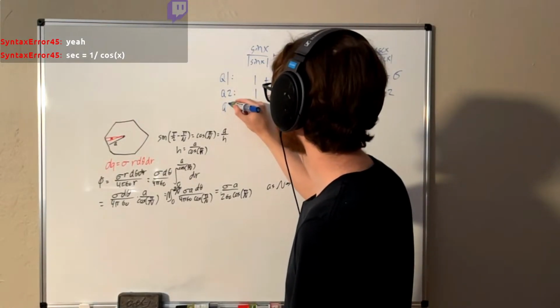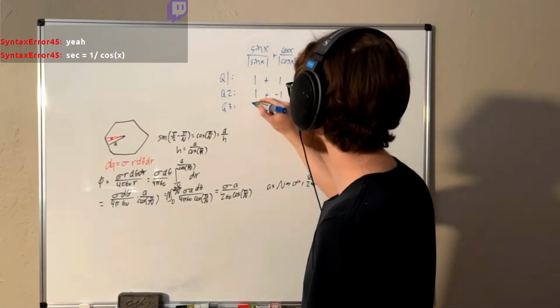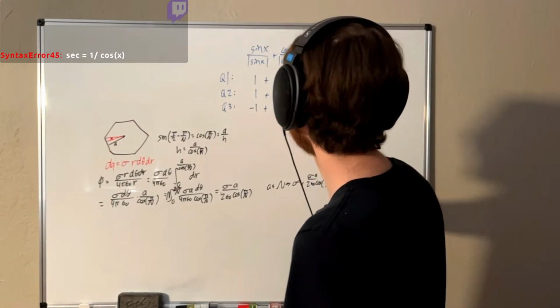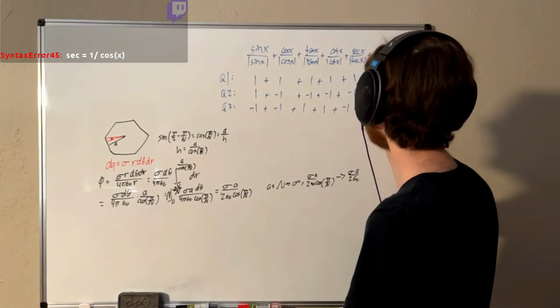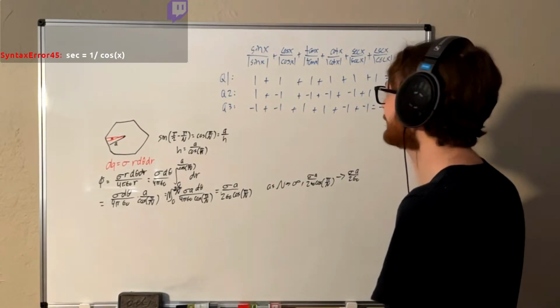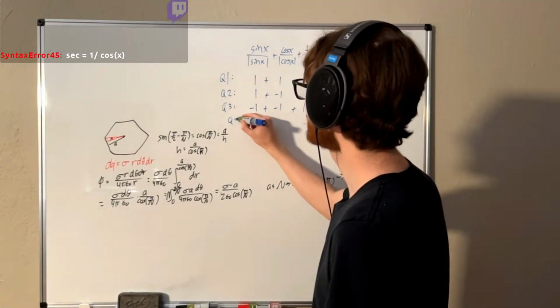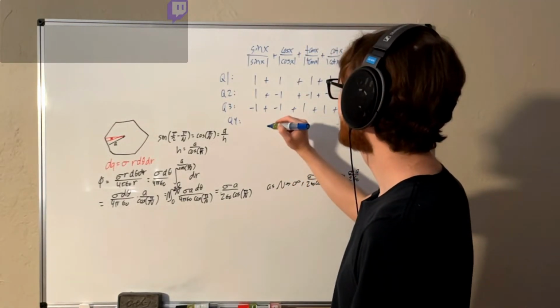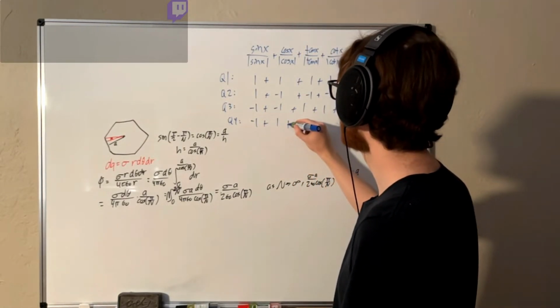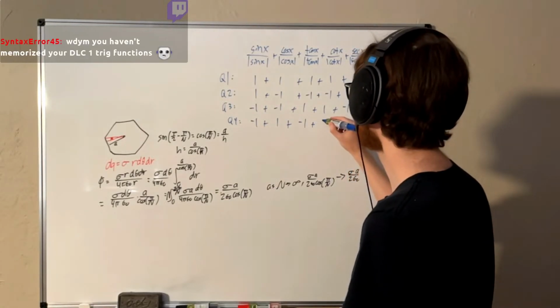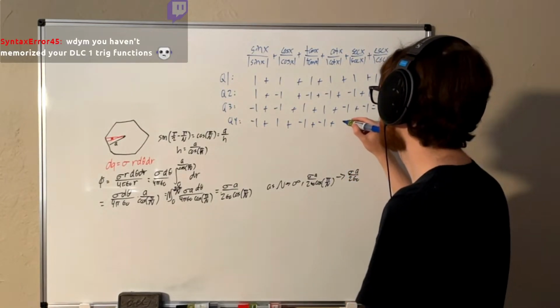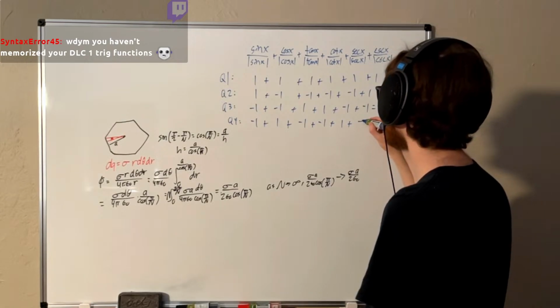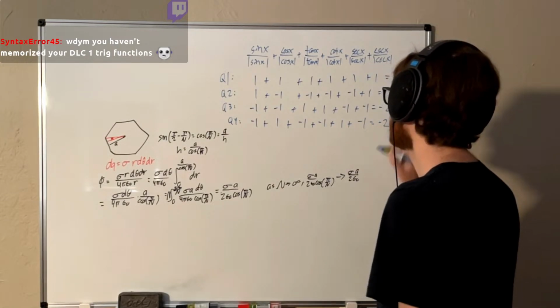In quadrant 3, sine becomes negative, cosine is still negative, tangent is positive, cotangent is positive, the others are negative. Okay, so that's where this pattern is coming from. In quadrant 4, sine is negative, cosine is now positive, which means tangent is negative, which means cotangent is negative, which means that secant is positive and cosecant is negative. So, okay.